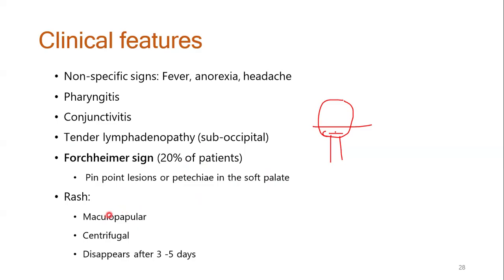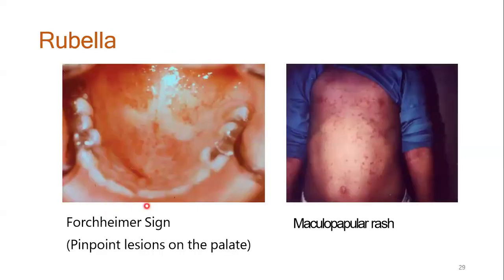And then we have the rash. Let me see if I have a picture. Yeah, okay. As you can see, the Forchheimer's sign. So here is the soft palate. Also, the soft palate extends almost to the back of your mouth, and it also extends under your tongue.